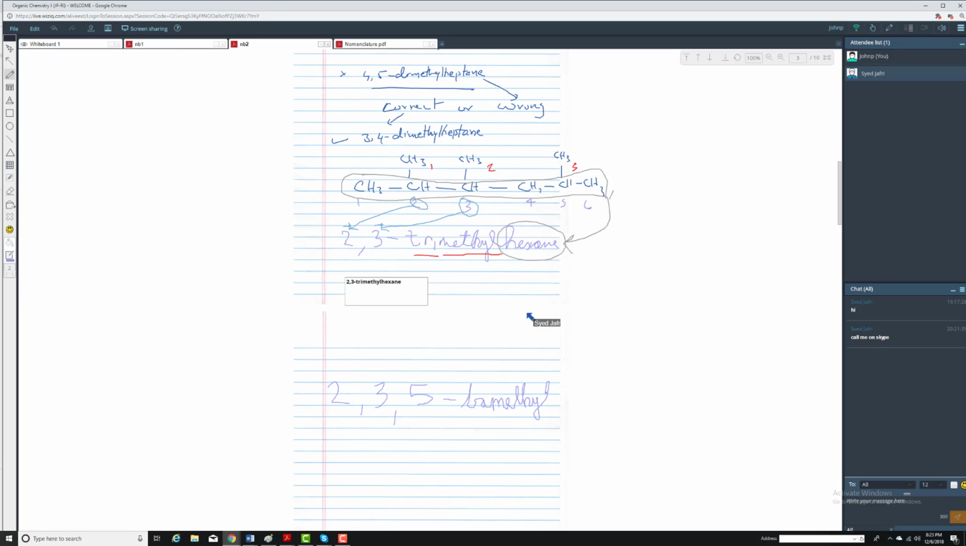Methyl, that's correct. So always be careful when you are writing trimethyl, you have to mention 3 positions, even if they appear on the same carbon atom.